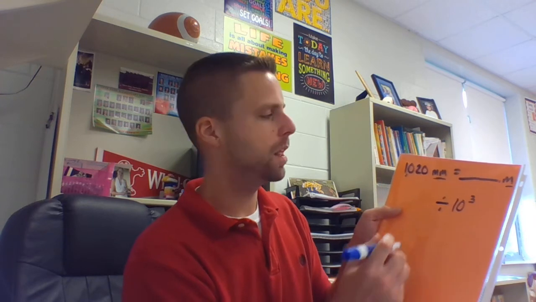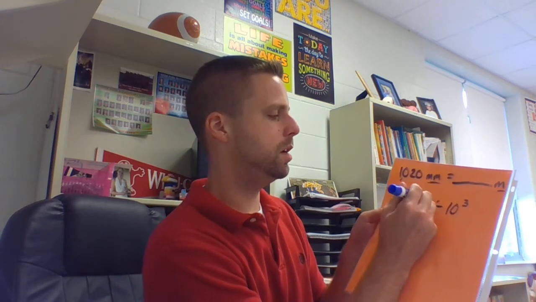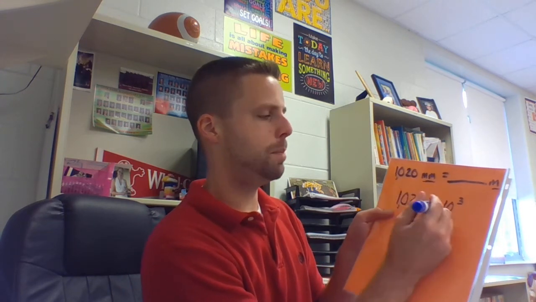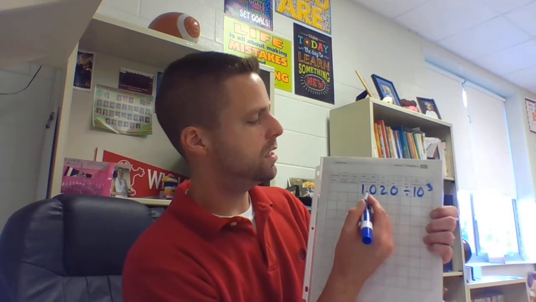All right? So I'm going to take my 1020, and I'm going to divide it by 10 to the power of 3. So I go over to my place value chart. I put in 1020. I divide it by 10 to the power of 3. Okay, I put that on my place value chart. And again, this time I'm dividing, so my digits are going to shift back. My exponent's 3, so they're going to shift back 3 places.